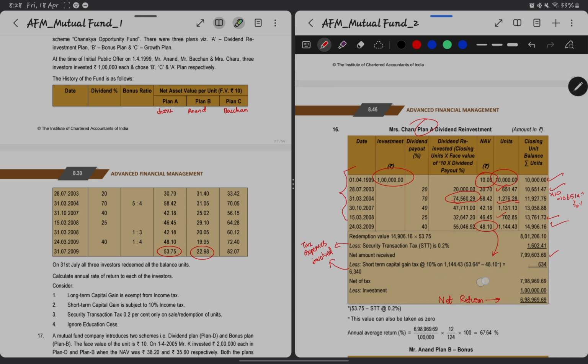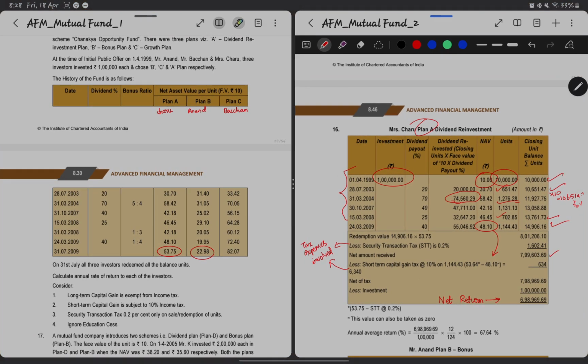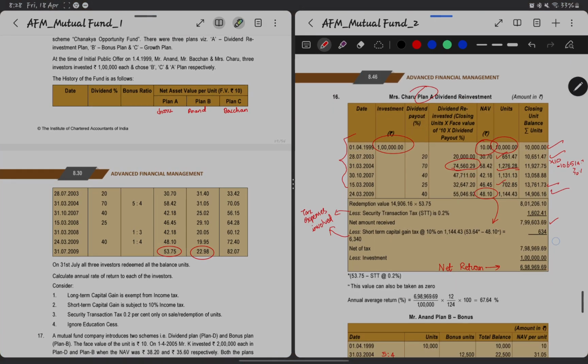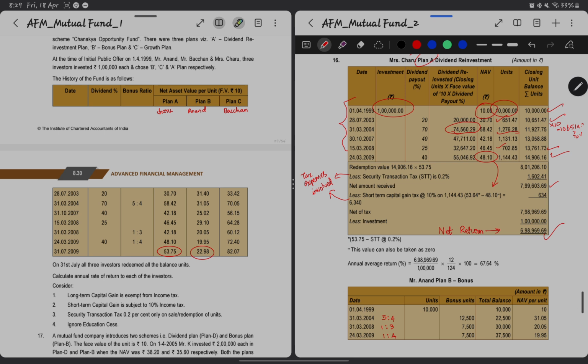Okay, now coming back to the question, we will calculate the short-term capital gain, and 634 is the answer. Then coming to net of tax, the amount received minus the STCG, net of tax we got, then less the investment will be the net return which we got, which is nothing but 6,98,969.69 in the first case. So this will be the return, and Mrs. Charu has invested 1 lakh.